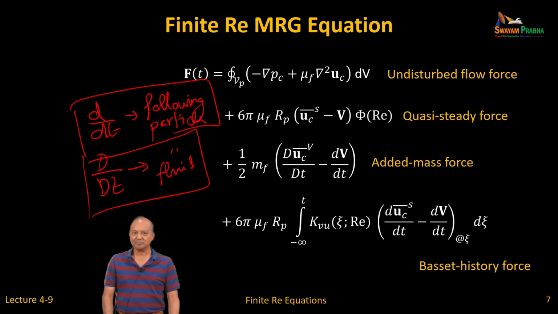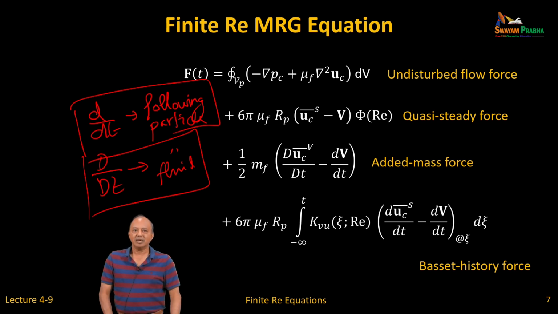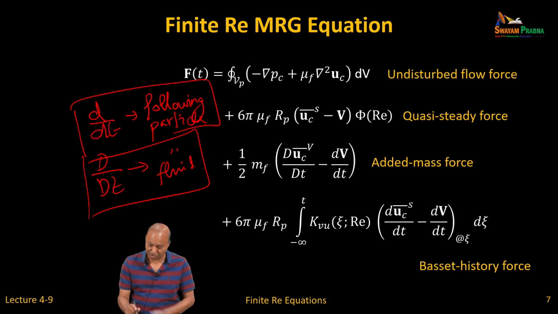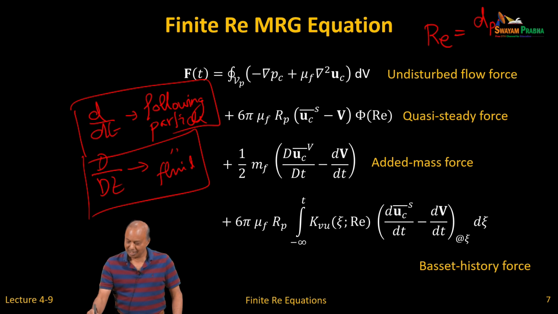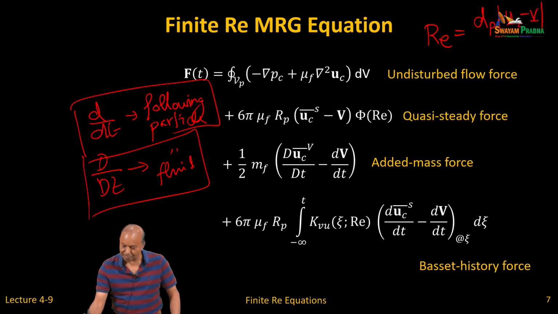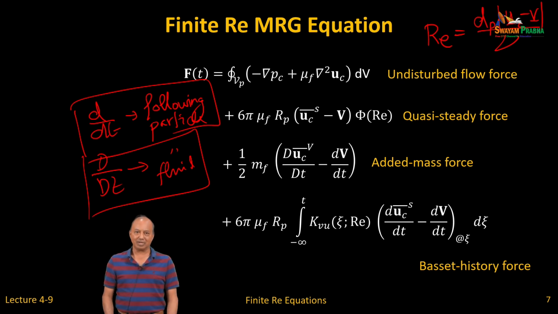Yes. Sir, when we talk about the Reynolds number, it is the fluid Reynolds number, right? Yes, thank you, great question. Here, the Reynolds number uses the diameter of the particle as the length scale, and the velocity scale is the relative velocity, divided by the viscosity. So you have to look at the application and find what the Reynolds number is.